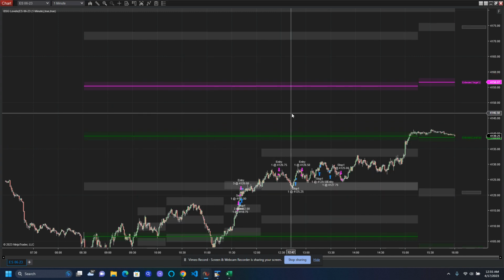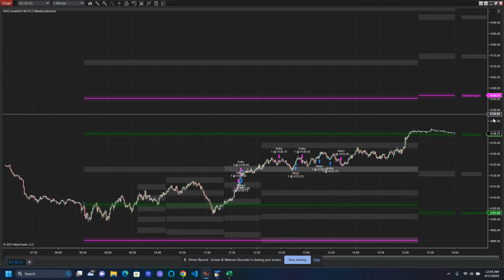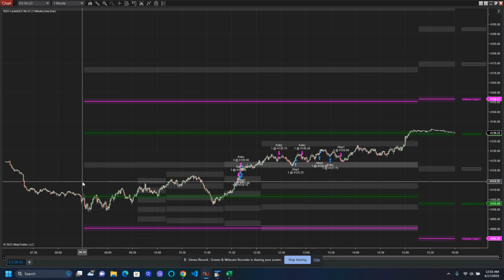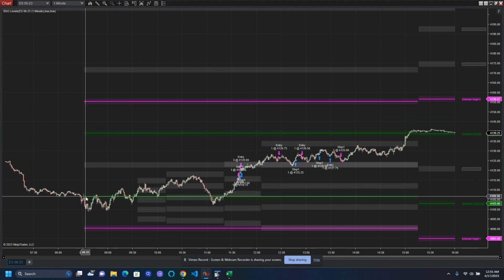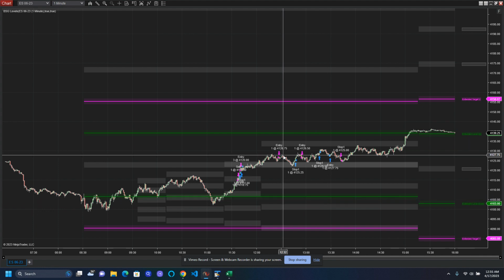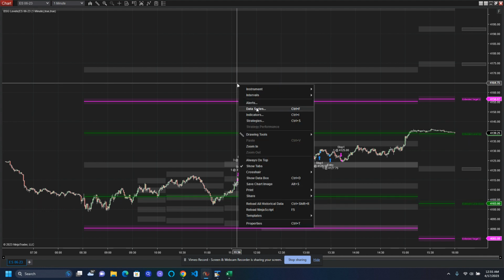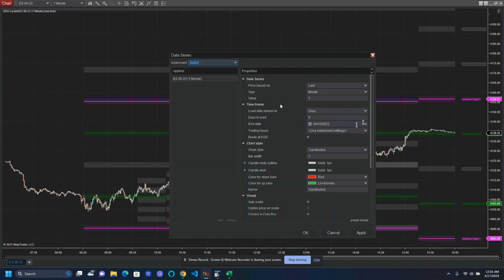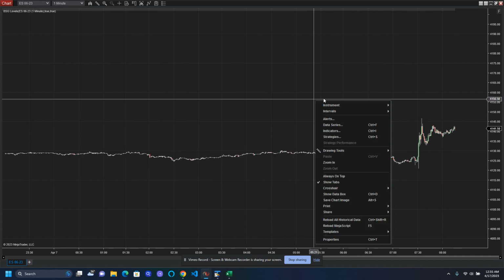Let's look at the 10th. This one, I think we did not reach those targets, but it stayed between those extended levels down. But this one, not close. Let's look at maybe the 7th. Oh, the 7th was a holiday.